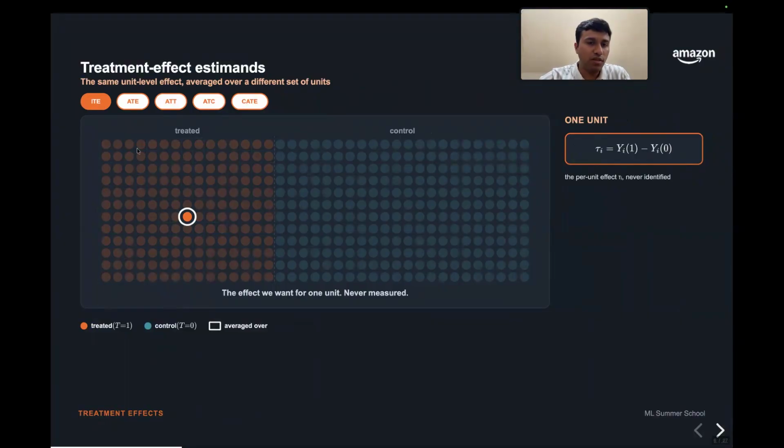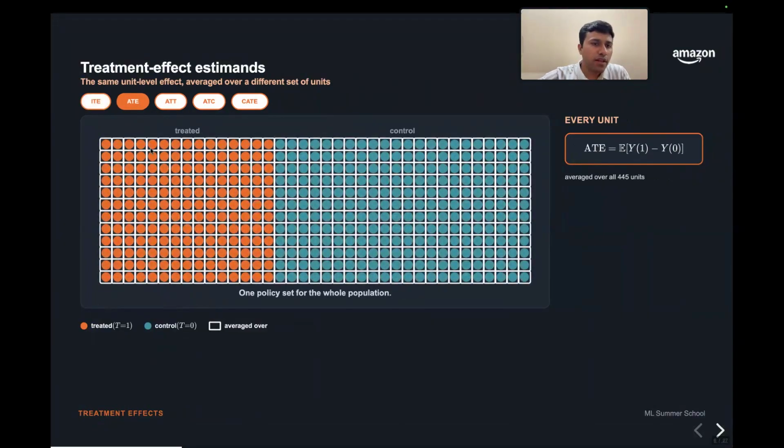Another very simple effect that people usually are interested in is the ITE, which is the individual treatment effect, where we basically say that for a given individual, what would have happened if they got some treatment versus when they did not get the same treatment, right? This is again very difficult to calculate because we cannot look at a scenario in the real world where the same person, let's say, is given an internship and also not given an internship, right? Those two are contradictory statements.